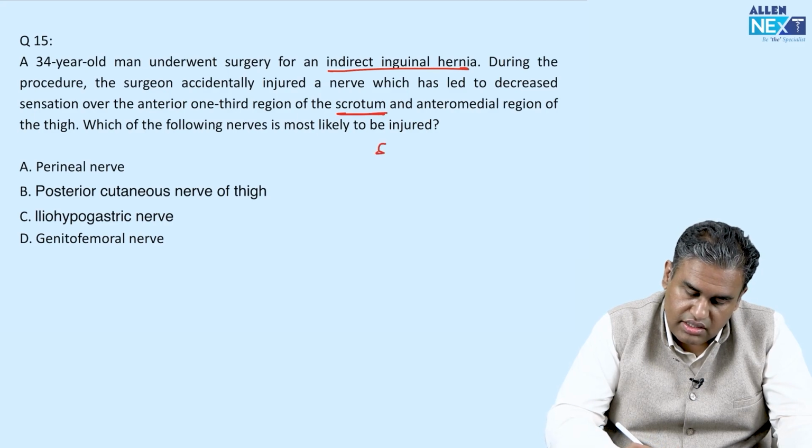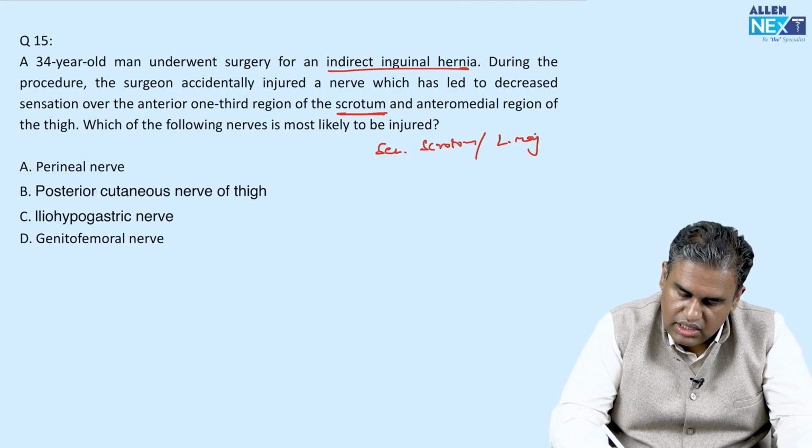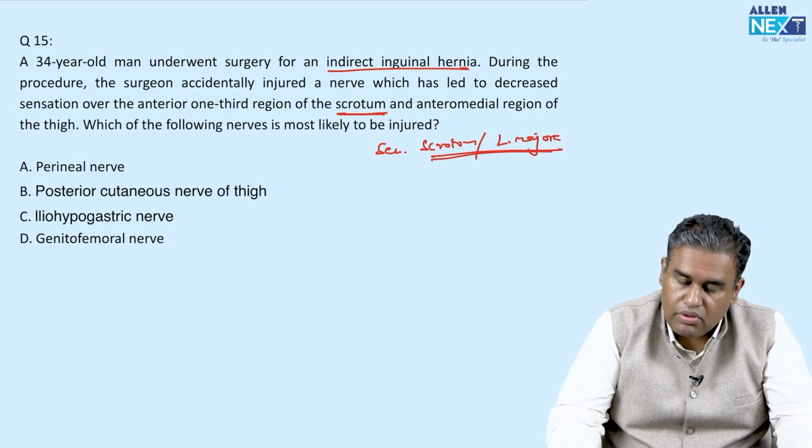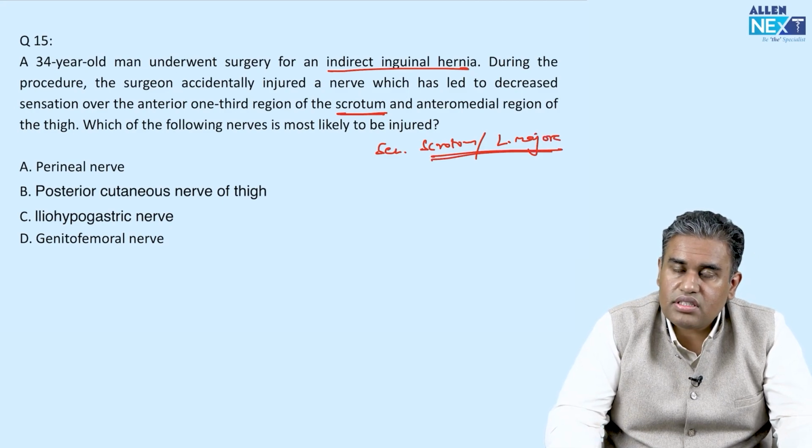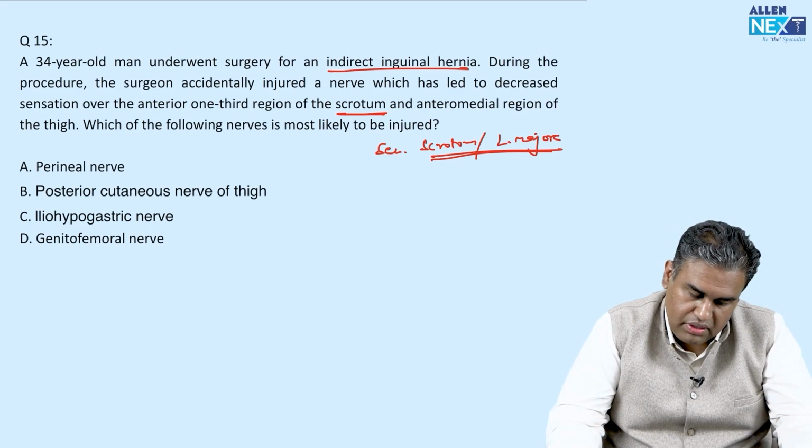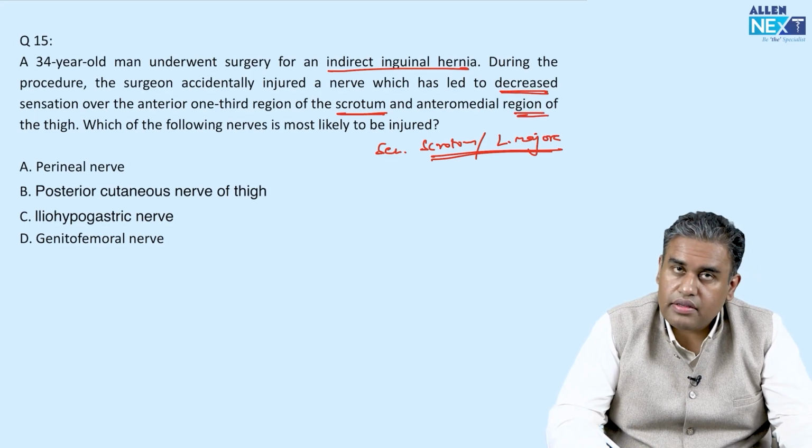You should know the sensory supply of the scrotum, or tomorrow they can ask you about the labia majora, because both are embryologically coming from a similar area known as the labioscrotal swelling. So a person was operated on for an inguinal hernia, and then a nerve was cut, which led to decreased sensation in the anterior part of the scrotum and the anteromedial part of the thigh.